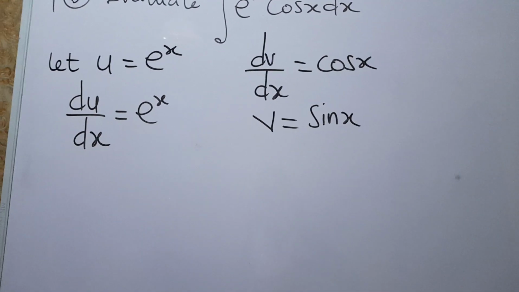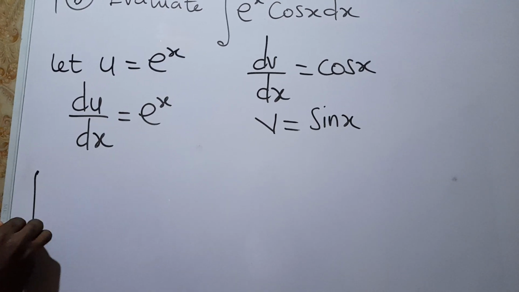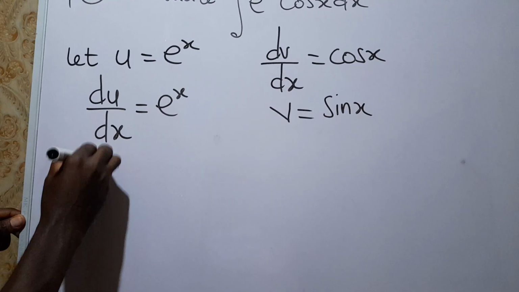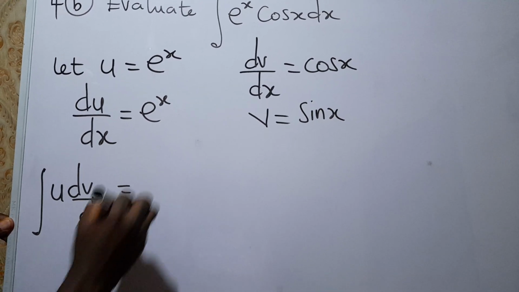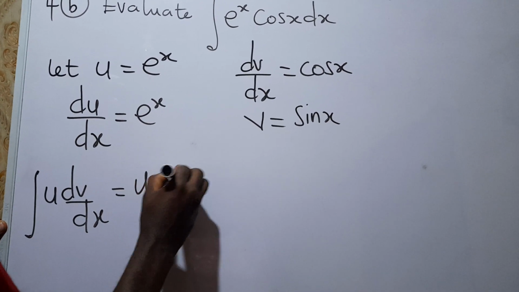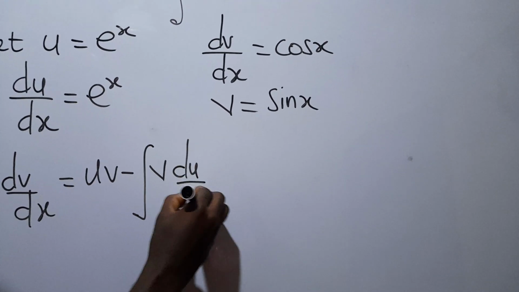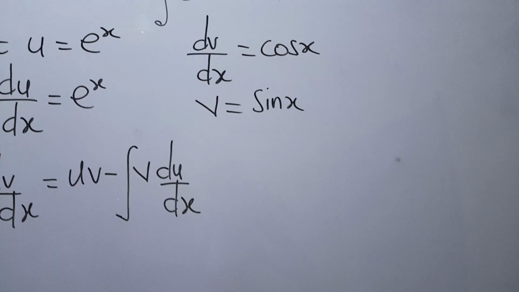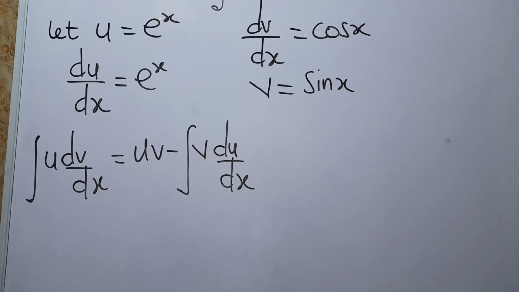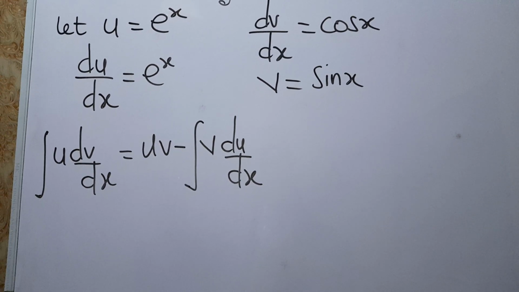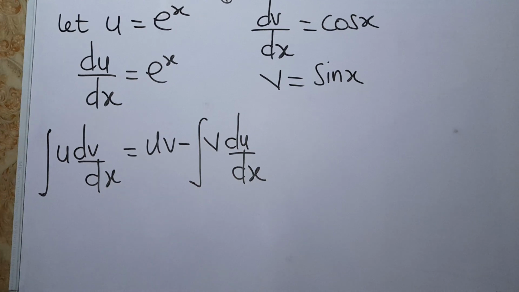Now from integration by parts, it says that the integral of u dv over dx will be equal to uv minus the integral of v du over dx. Please, if you want to find out how this integration by parts came about, check out my videos on integration by parts on YouTube. So now we can substitute.